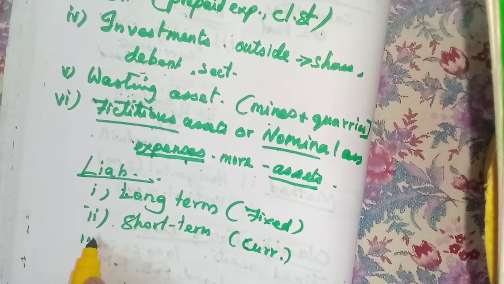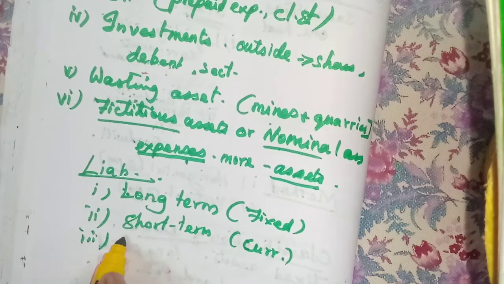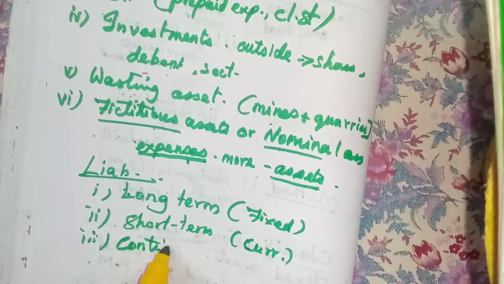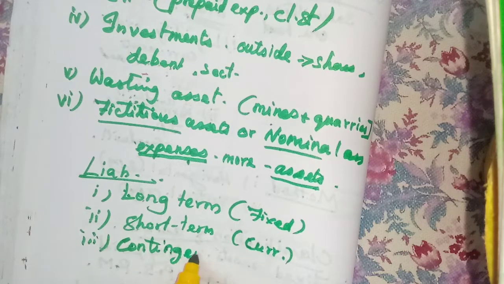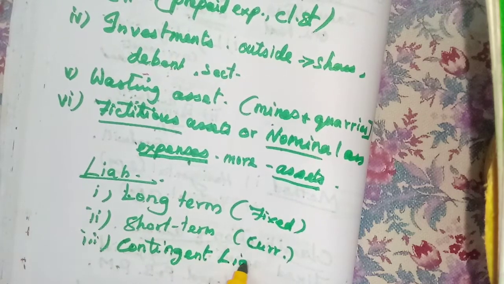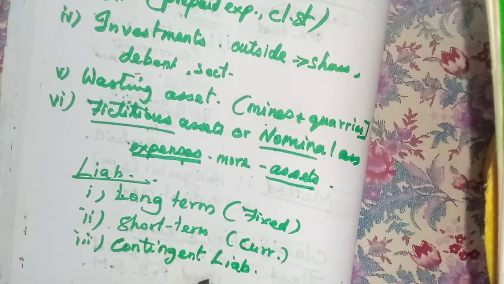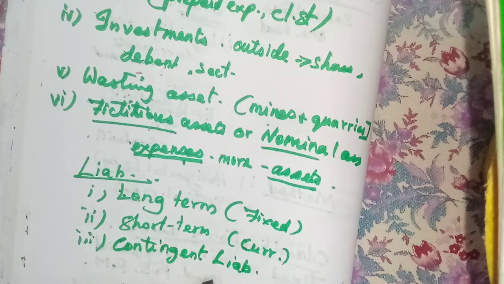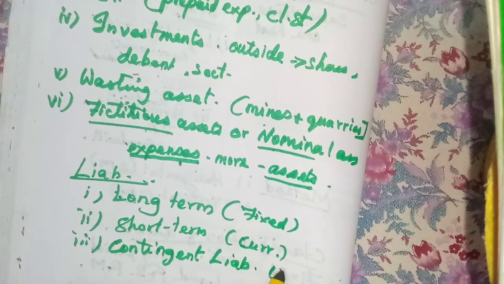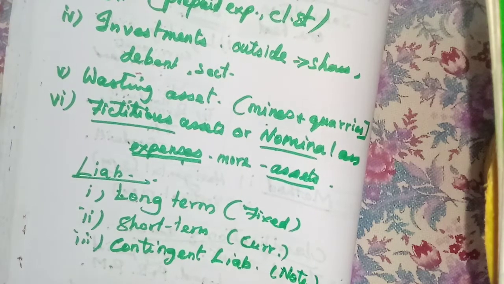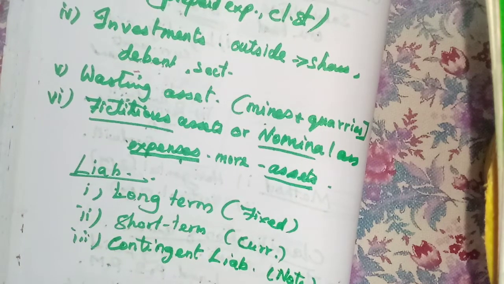Then the last one is contingent liabilities. Like fictitious assets, here also we have contingent liabilities. These liabilities, at the time of preparation of the balance sheet, we never show. It will not be shown inside the liabilities, but as a footnote. A note under the balance sheet will be given.